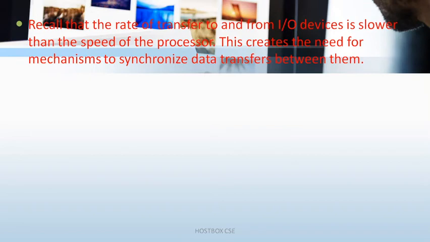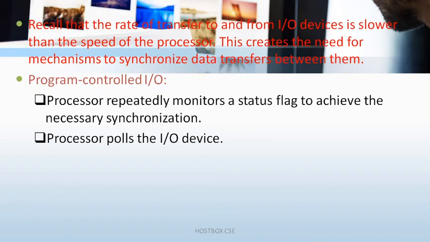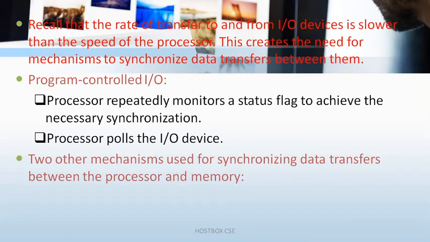Here the rate of transfer to and from the IO device is slower than the speed of the processor. This creates the need for a mechanism to synchronize data transfer between them. There are a few important points. One is called program controlled IO. Program controlled IO means the processor repeatedly monitors a status block to achieve the necessary synchronization, and the processor polls the IO device.